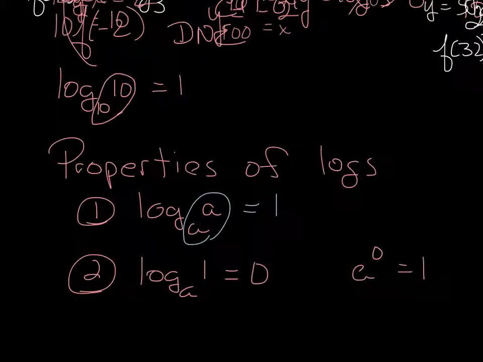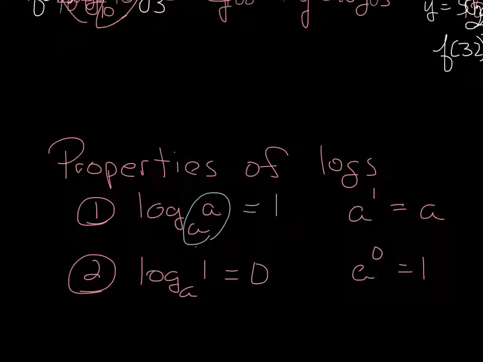And here we could think of it if we put the first one in exponential form, a to the 1 is going to be a. So if you don't remember, you can always think about the exponential form of that log. But if you remember that if the base and the x are the same, the value is 1. If the x value is 1, the value of the log is 0. Your y is 0.